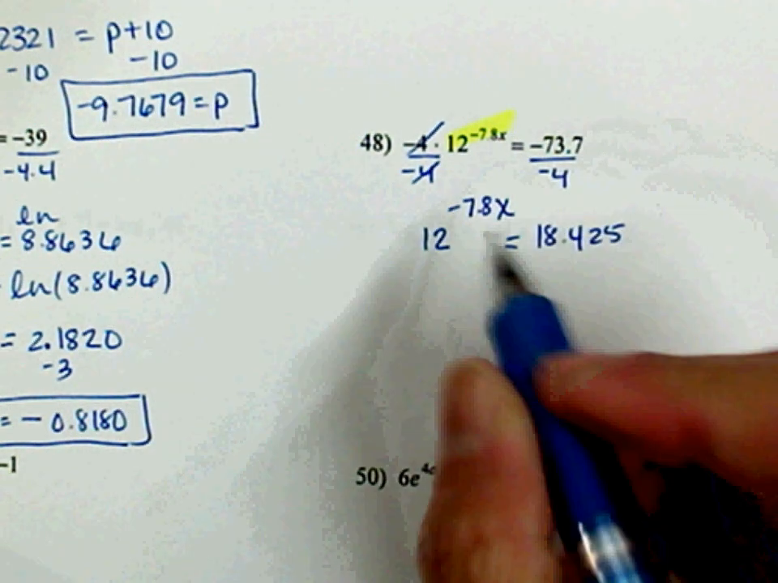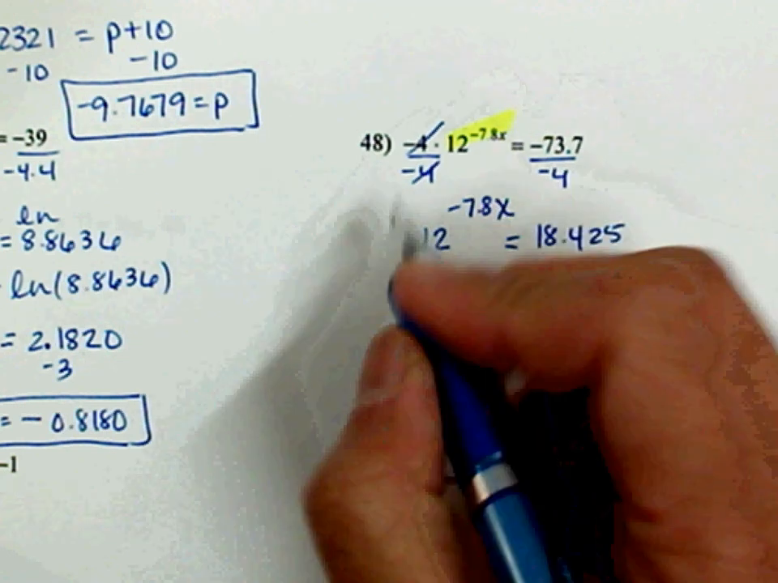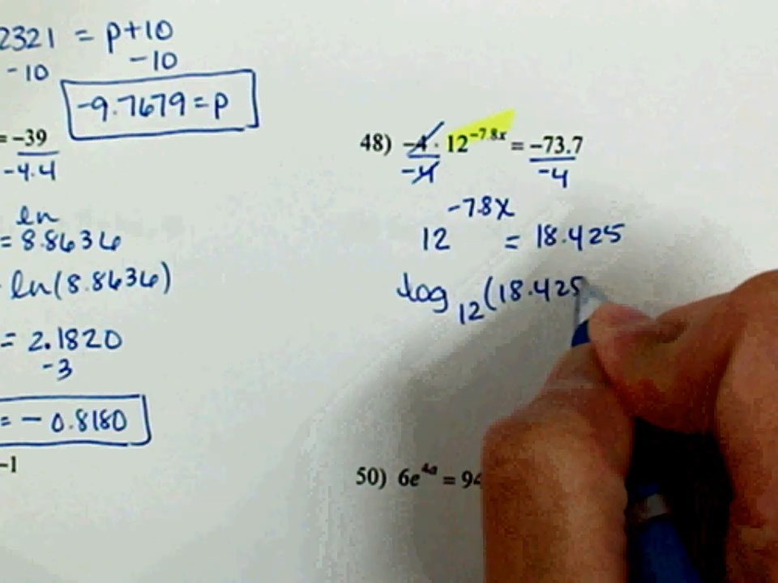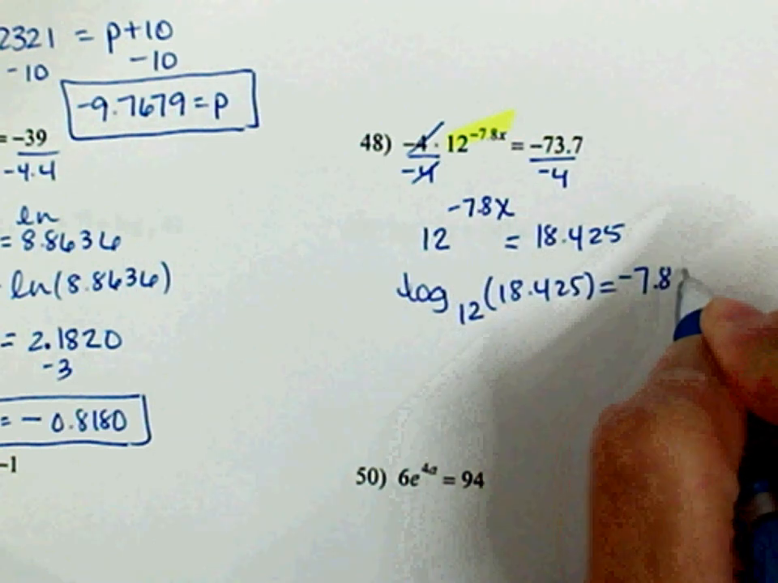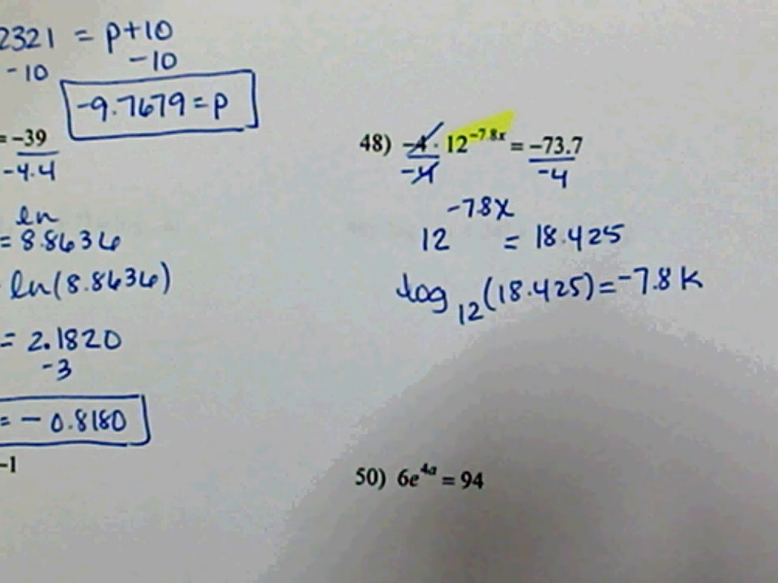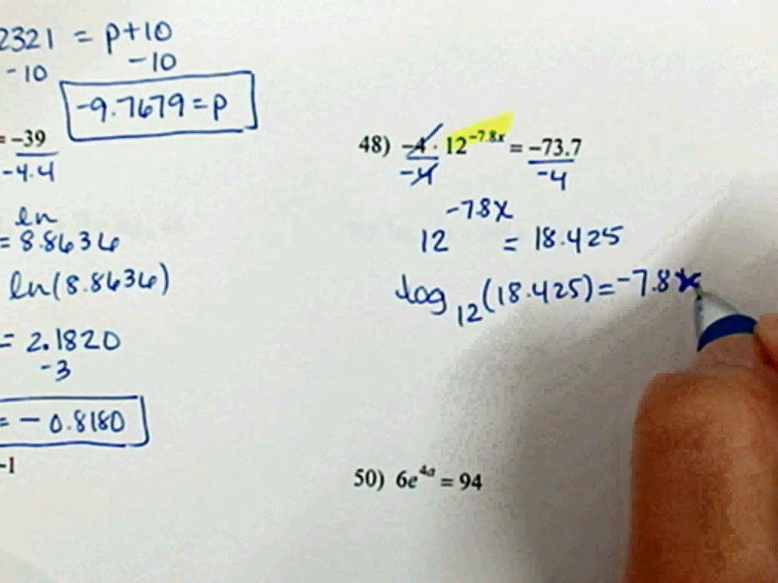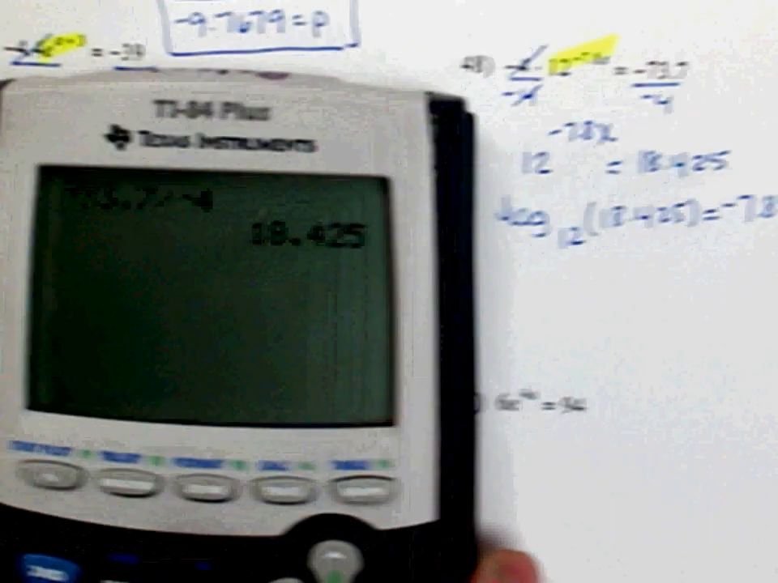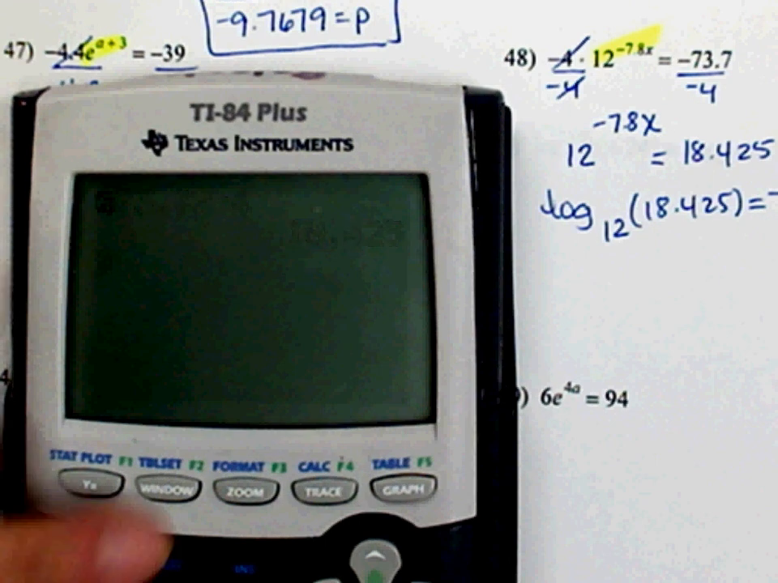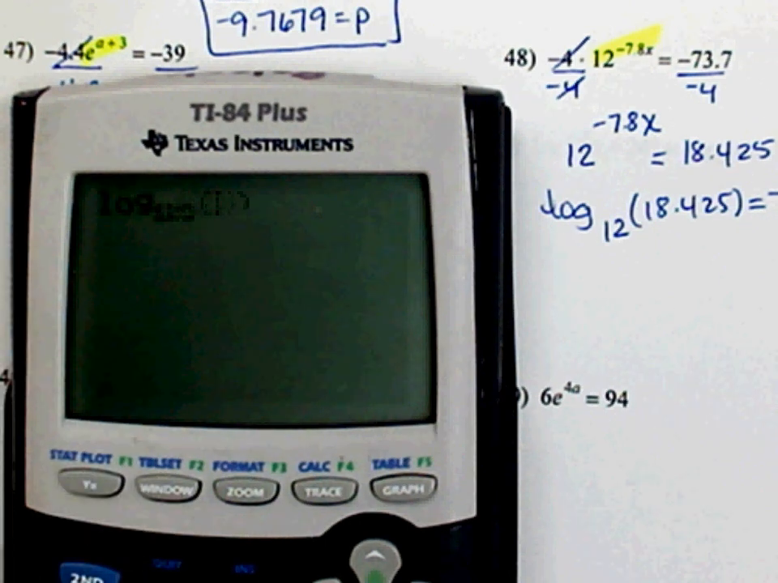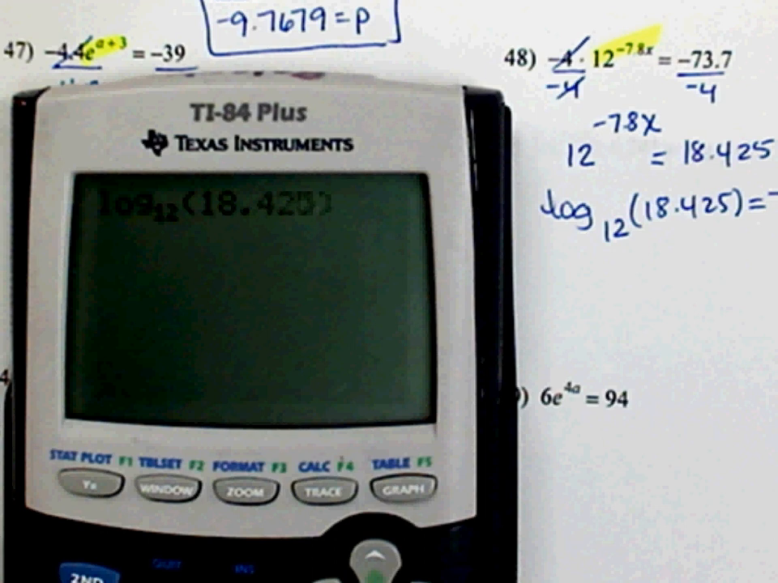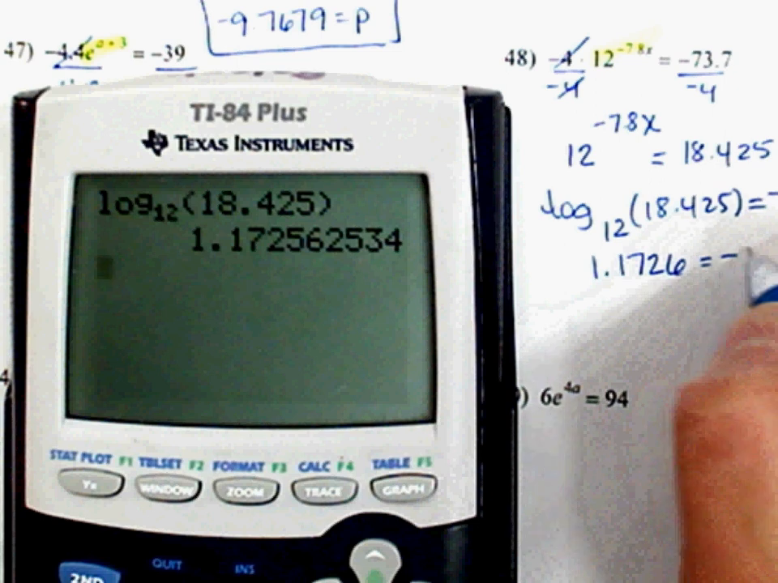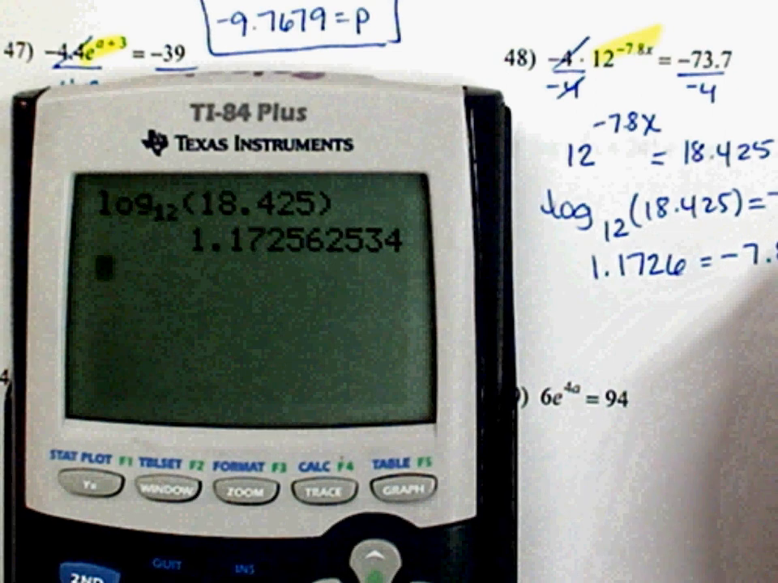So I have a base to the exponent equals a solution, so I'm going to take log base 12 of 18.425 equals negative 7.8x. Oh, that should be x, not k. My fault. Type that into your calculator to simplify into an easier decimal form. So you'll hit alpha window, number 5, log base 12 of 18.425, which comes out to be 1.1726 equals negative 7.8x.